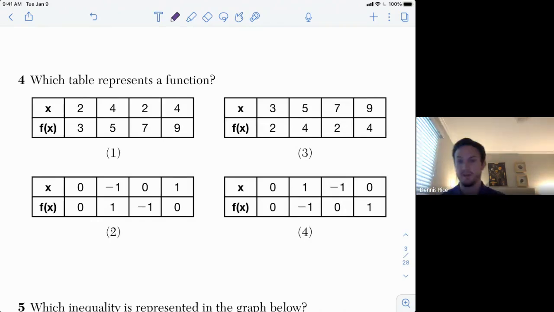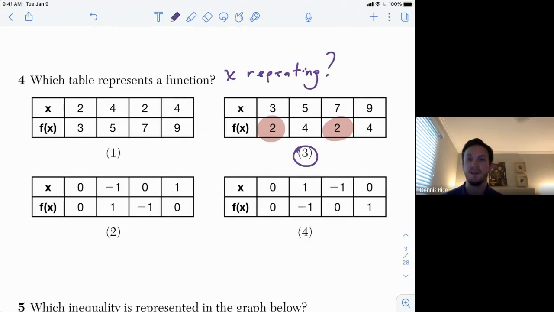X can't repeat. Good, Krish. Does it matter that choice 3 has this? People might be turned off by that, right? Like, wait, there's this repeating thing. I see 2, 2, and 4, 4. No, y can repeat. Every other choice with functions, we really care about, hey, is x going to repeat? The only other added trick is it has to repeat to a different y value.